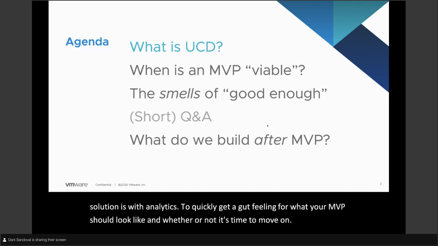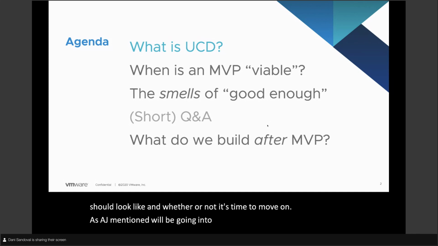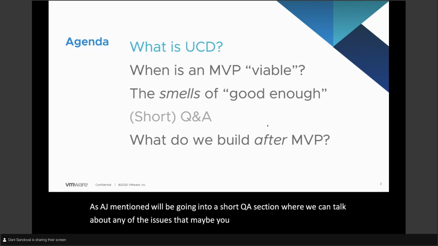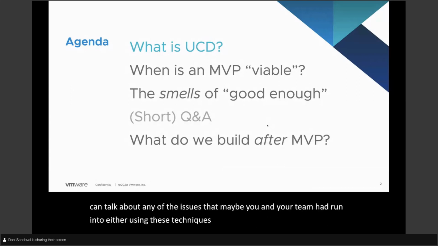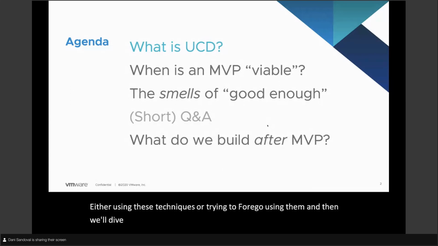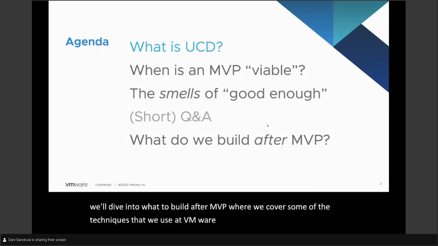Then, as AJ mentioned, we'll be going into a short Q&A section where we can talk about any of the issues that maybe you and your team have run into, either using these techniques or trying to forego using them. And then we'll dive into what to build after MVP, where we cover some of the techniques that we use at VMware Pivotal Labs to evaluate the next step and really converge on a solution that's best for the users as well as for the business.